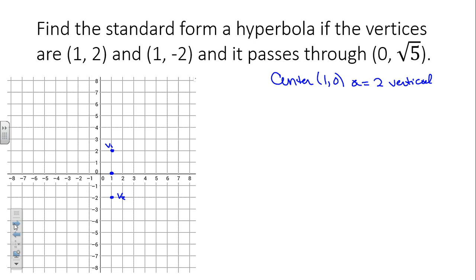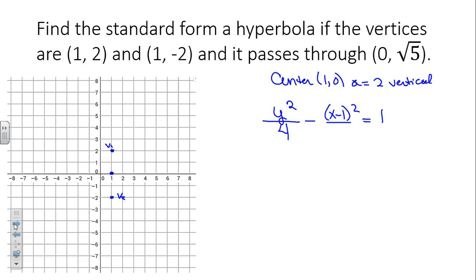All right, so because it's vertical, the y squared is positive. So we'll have y minus 0 squared over a squared minus x minus 1 squared over b squared is equal to 1. And a is 2, so a always goes under the positive, under the first one, so we'll have a 4 there. So now all we need to do is figure out what b squared is.